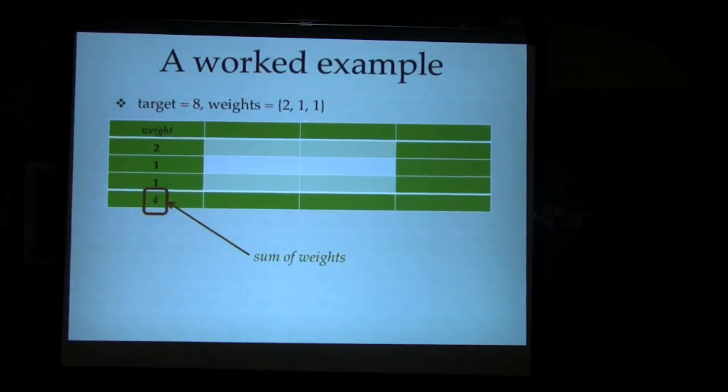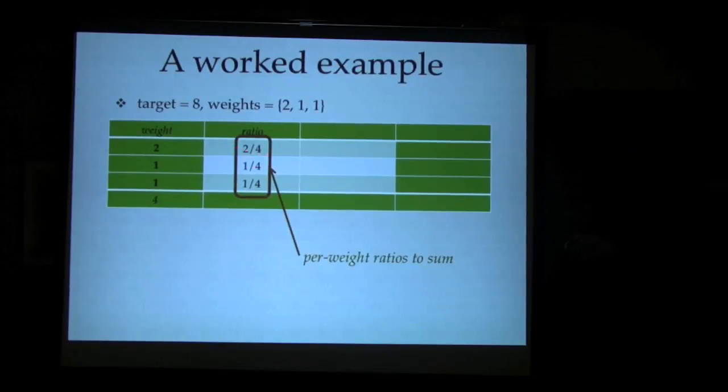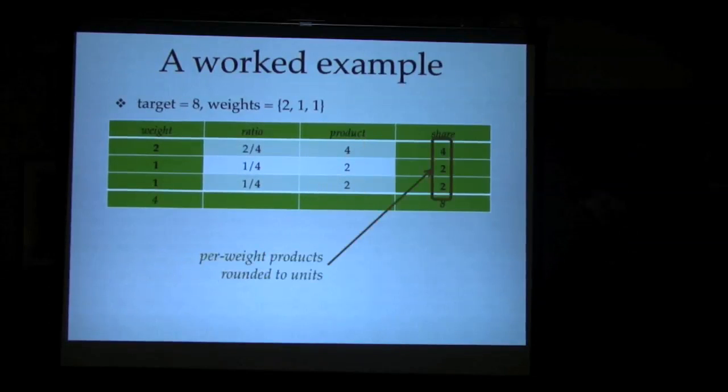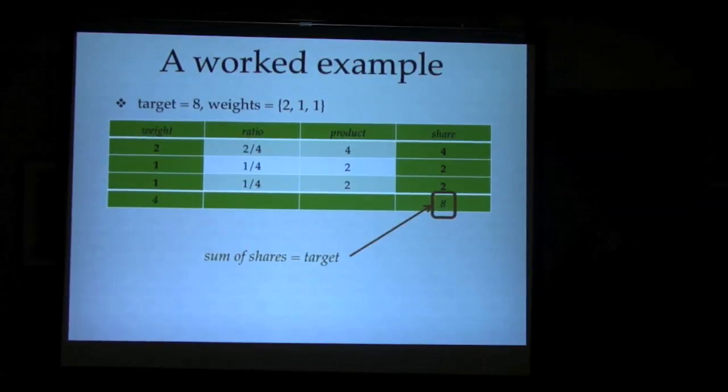Worked example: target of 8, weights 2, 1, and 1. So the sum of the weights is 4. The ratios are 2/4, 1/4, 1/4. Multiply it out, you get a product, which you can reduce: 4, 2, and 2. That's the share. The per-weight share values total to the original target.